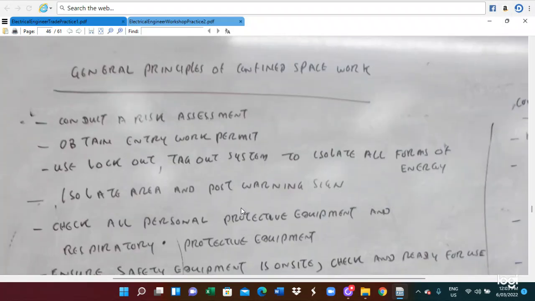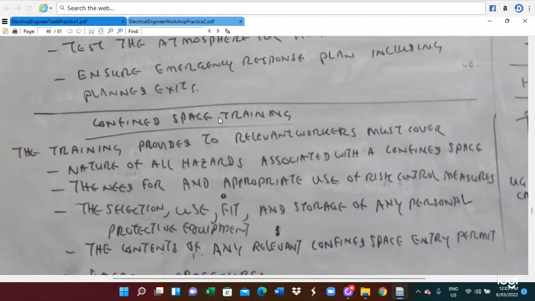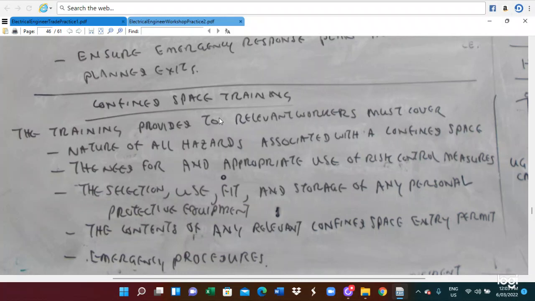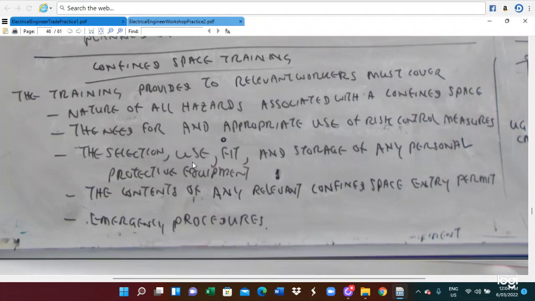So when we are working in a confined space, we must follow the general principles of the confined space law. The confined space training must be provided. The training provided to the relevant workers must cover the nature of all the hazards, what kind of hazards can happen associated with the confined space. The need for the appropriate use of risk control measures is also an important aspect.